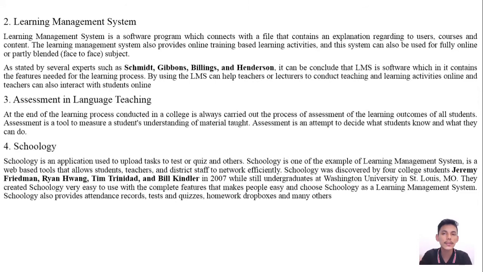The next explanation is about the learning management system. A learning management system is a software program which connects with a file that contains an explanation regarding the users, courses, and content. The learning management system also provides online training-based learning activities, and this system can be used fully online or partly blended. As stated by several experts such as Smith, Gibson, Billings, and Henderson, it can be concluded that an LMS is software which contains the features needed for the learning process.